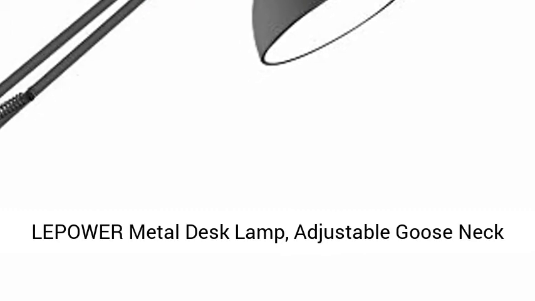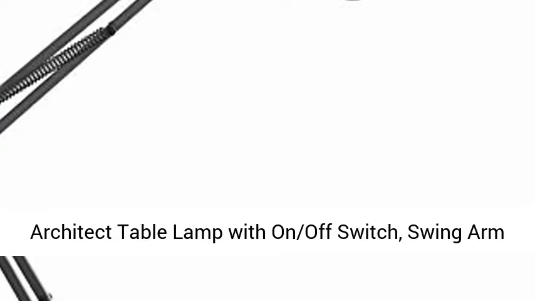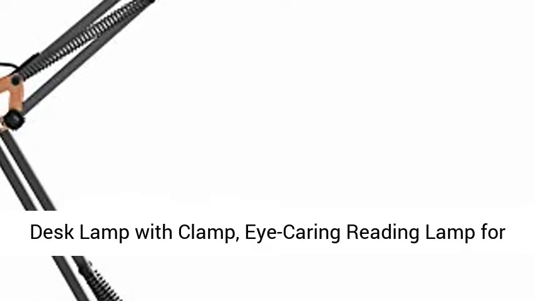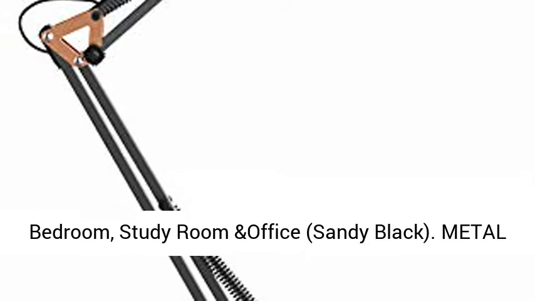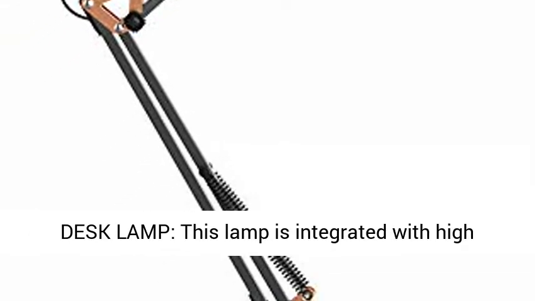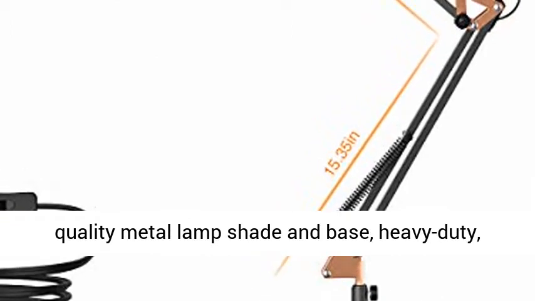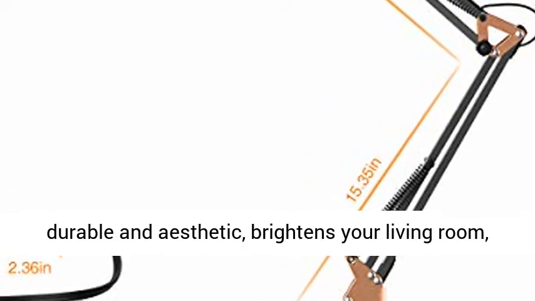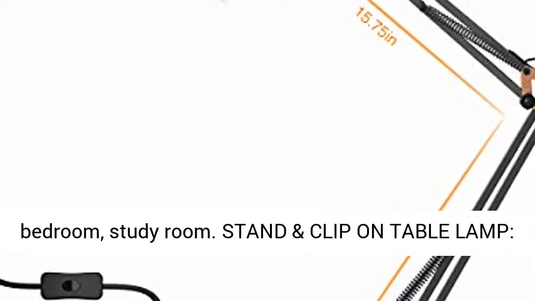LEPOWER metal desk lamp, adjustable gooseneck architect table lamp with on-off switch, swing arm desk lamp with clamp, eye-caring reading lamp for bedroom, study room and office, sandy black. Metal desk lamp: this lamp is integrated with a high-quality metal lampshade and base, heavy-duty, durable and aesthetic, brightens your living room, bedroom, study room. Stand and clip on table lamp.